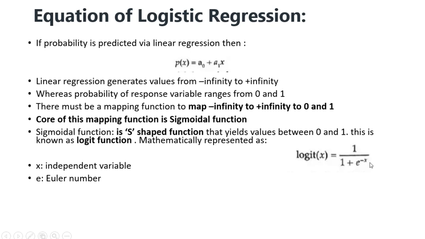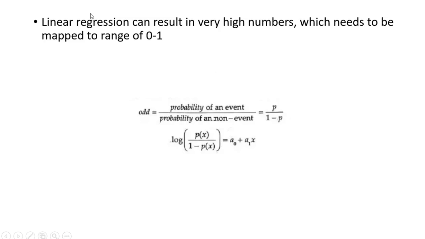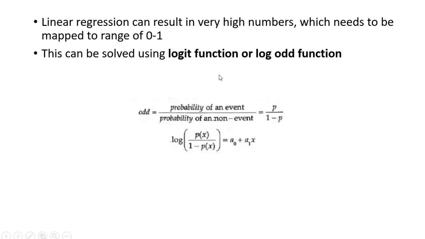Here x is the independent variable, e is the Euler number, and finally logit of x is nothing but your sigmoidal function. Now, linear regression can result in very high numbers. We have seen that in the previous sessions. Now I'm going to map it to the range of 0 to 1. That's the difference between linear regression and logistic regression. In linear regression, the numbers can be very high. But in logistic regression or the sigmoidal function, remember, the values will range only between 0 to 1.